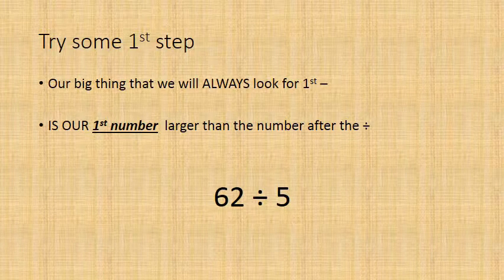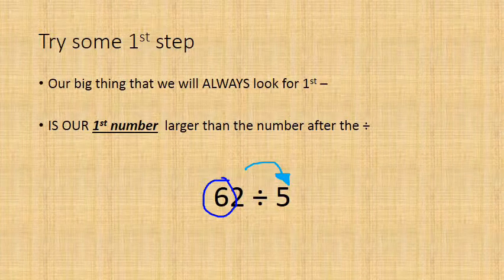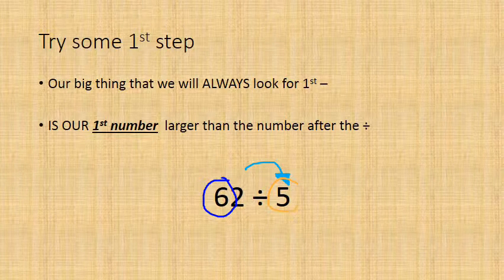Alright, our last one for our first step. I'm looking at this. Let me see if we can find our first number. I bet you can. I'll give you a second. Answer on the right hand side. That's right, the first number is 6. Now let's look to the number that is after our division sign. Give you a second to answer that too. What is the number that is after our division sign? That's right, nice job, it is 5.